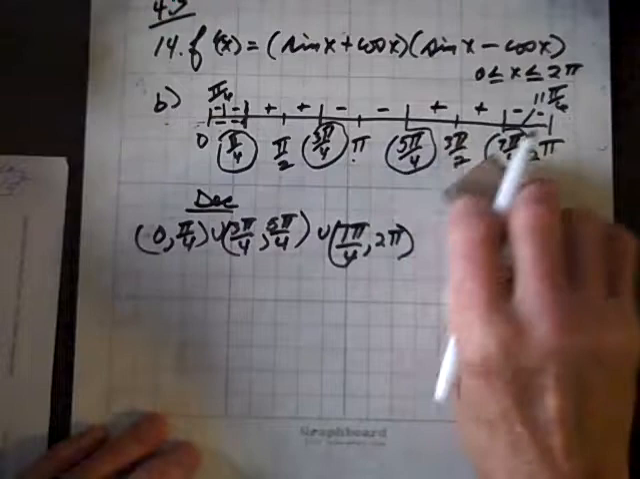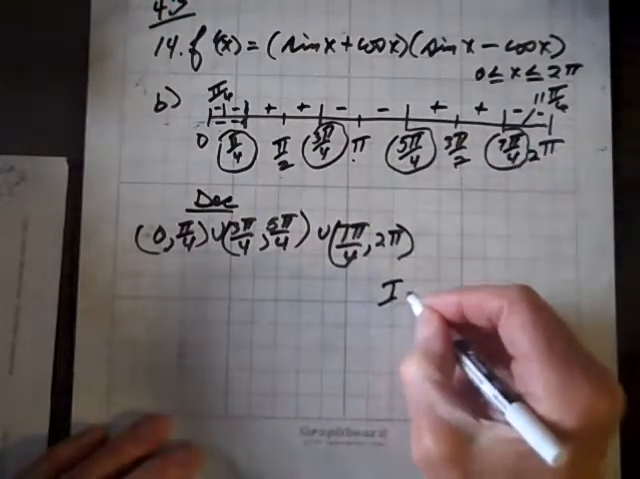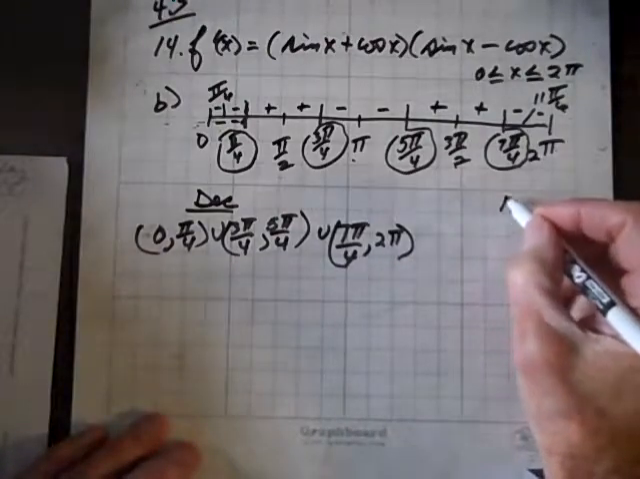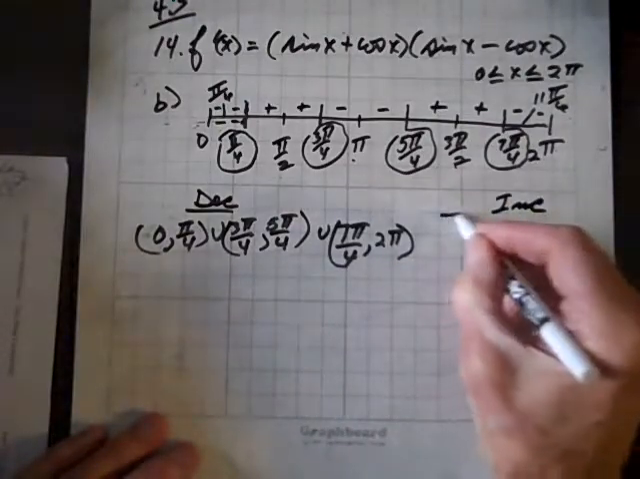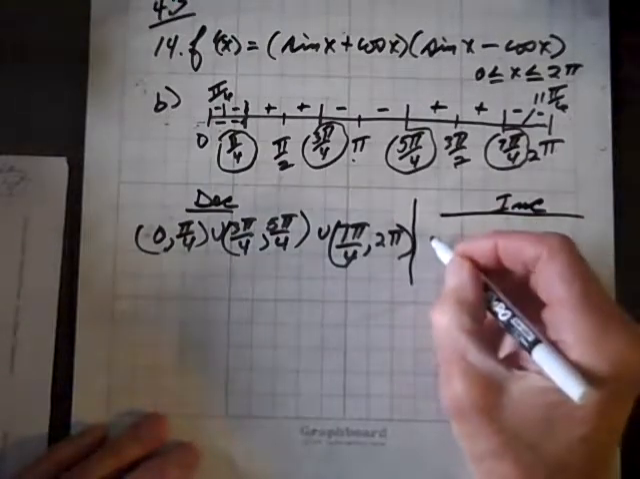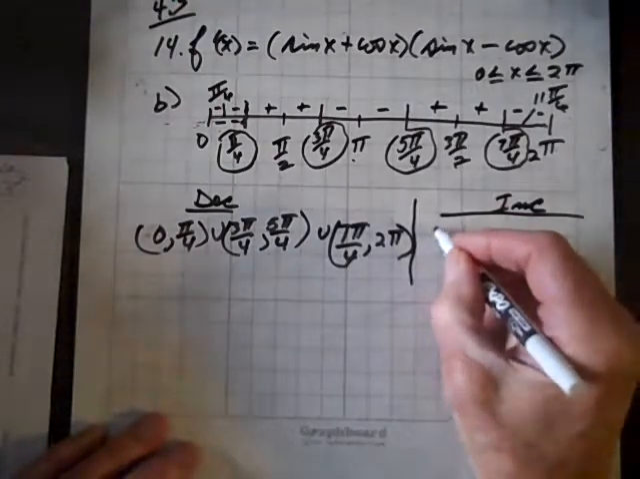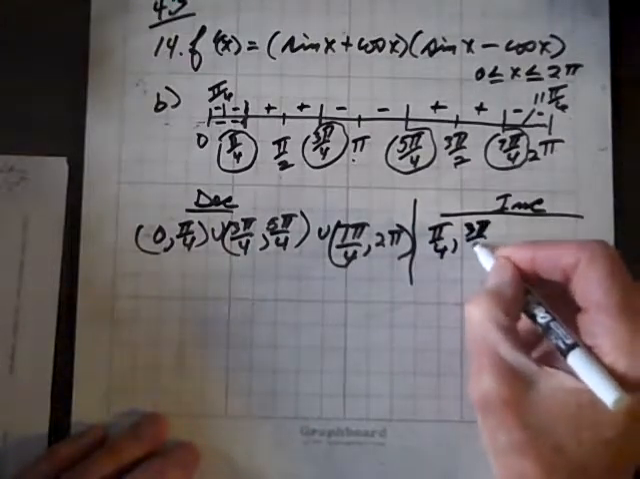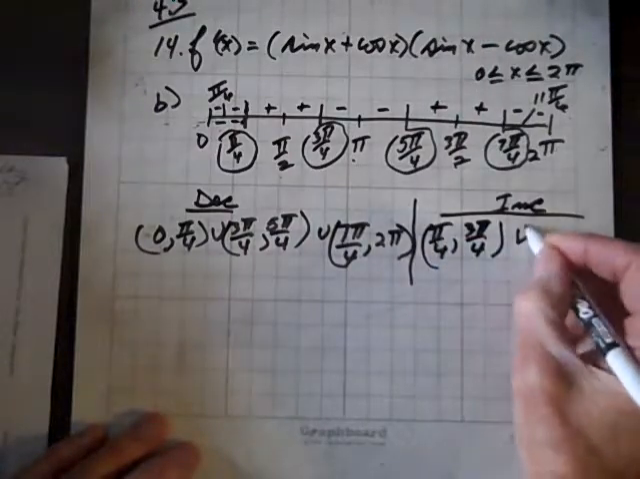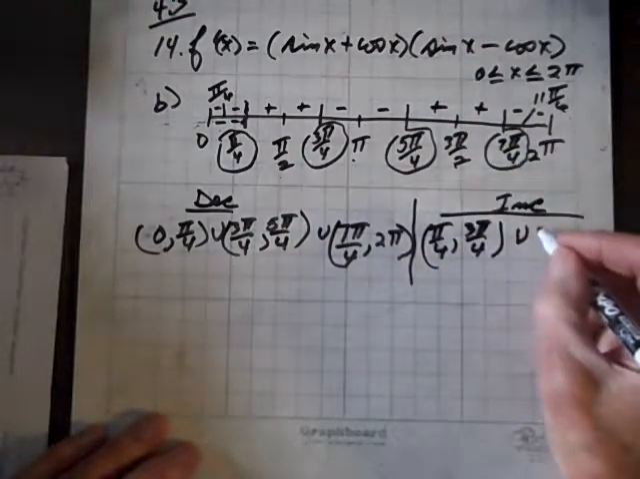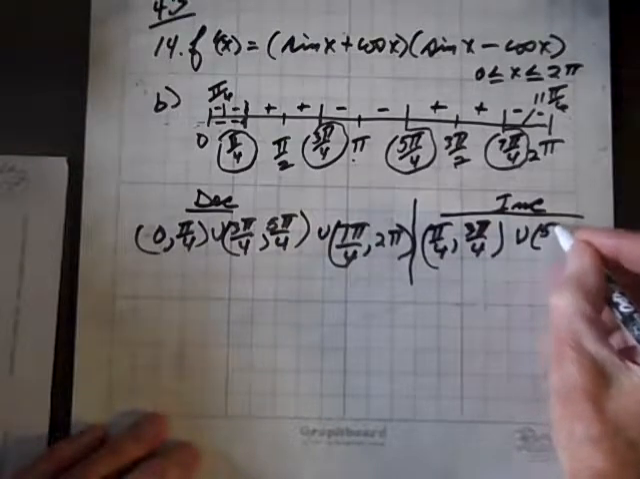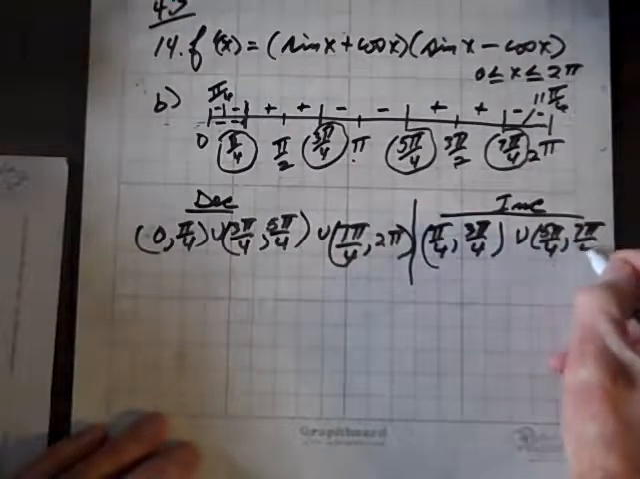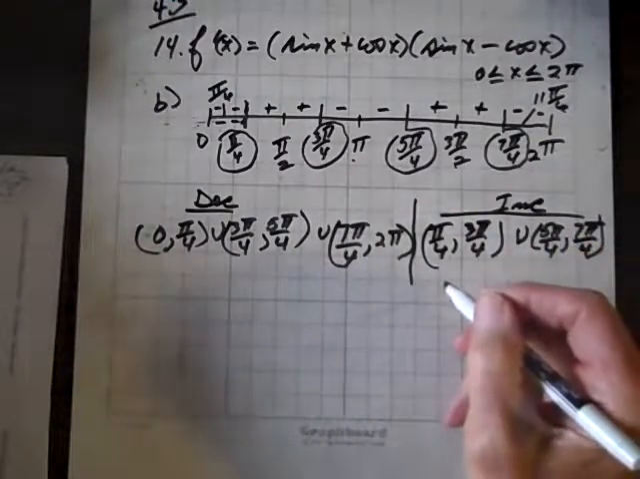And it's increasing on the interval. We're going to pick off the pluses. Pi over 4 to 3 pi over 4, in union with, and the other plus interval is, the bounds are 5 pi over 4 to 7 pi over 4. So those are the intervals on which it's increasing.